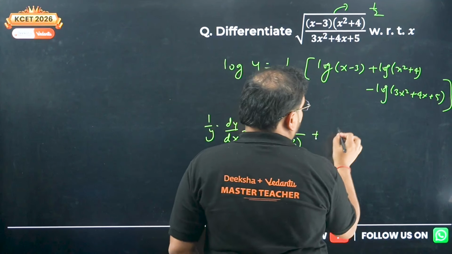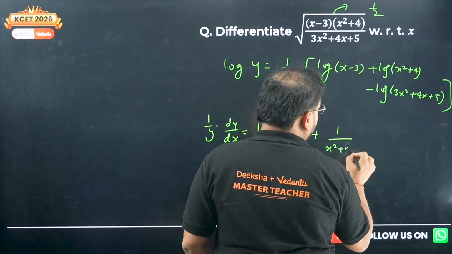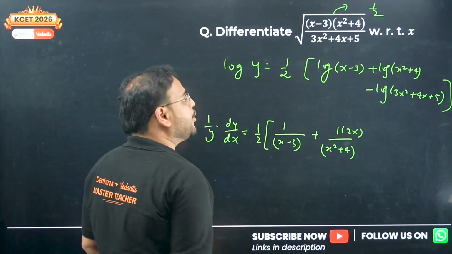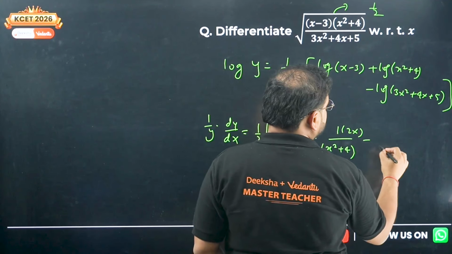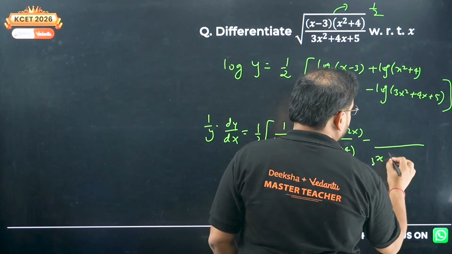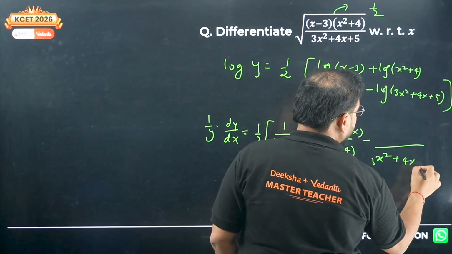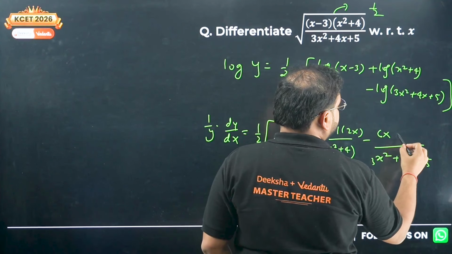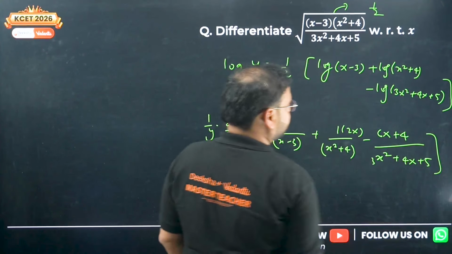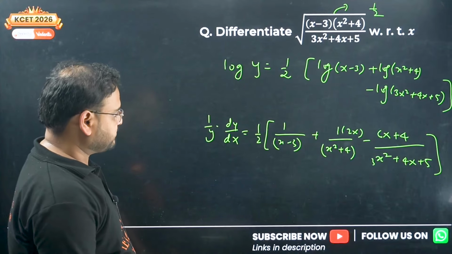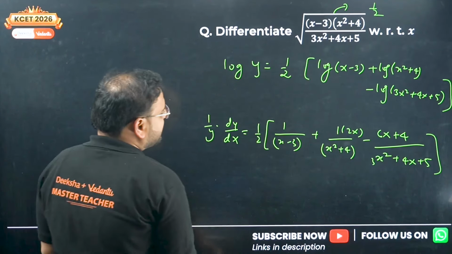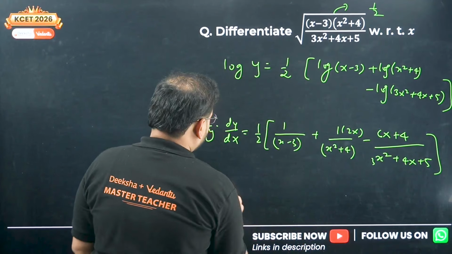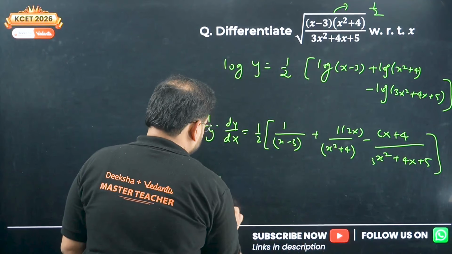Over here you'll have 1 upon x square plus 4, and derivative of this x square plus 4 will be 2x. Over here minus sign is there. So 3x square plus 4x plus 5, and over here we'll have what? 6x plus 4. This is my derivative. Okay. LCM. That's your answer actually. If you want to take LCM, if you can do that, go ahead and do it. Okay. Let's simplify the calculations of these steps.